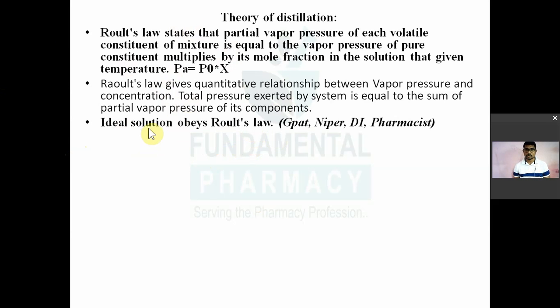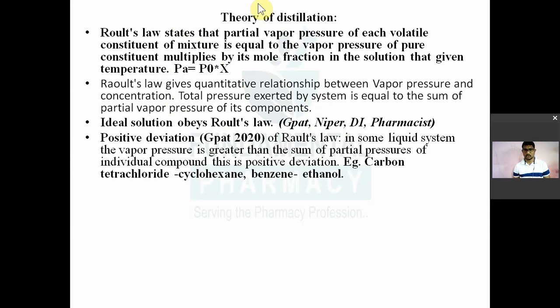Means क्या? So the vapor pressure of the mixture is equal to the sum of the partial vapor pressure of A plus the partial vapor pressure of B. That is obeyed by ideal solutions. Those which do not obey Raoult's law are known as real solutions. So there is a deviation from this law, Raoult's law.